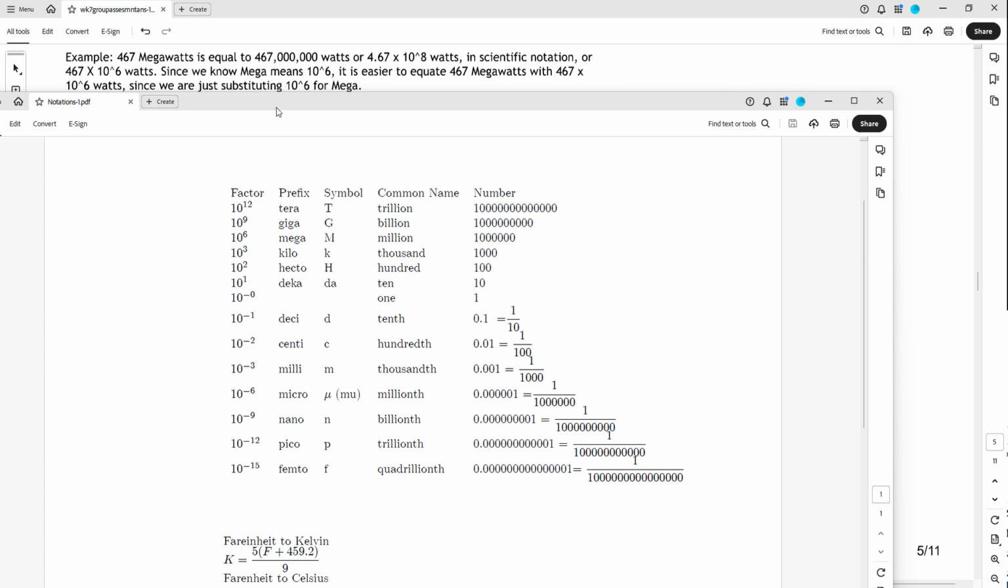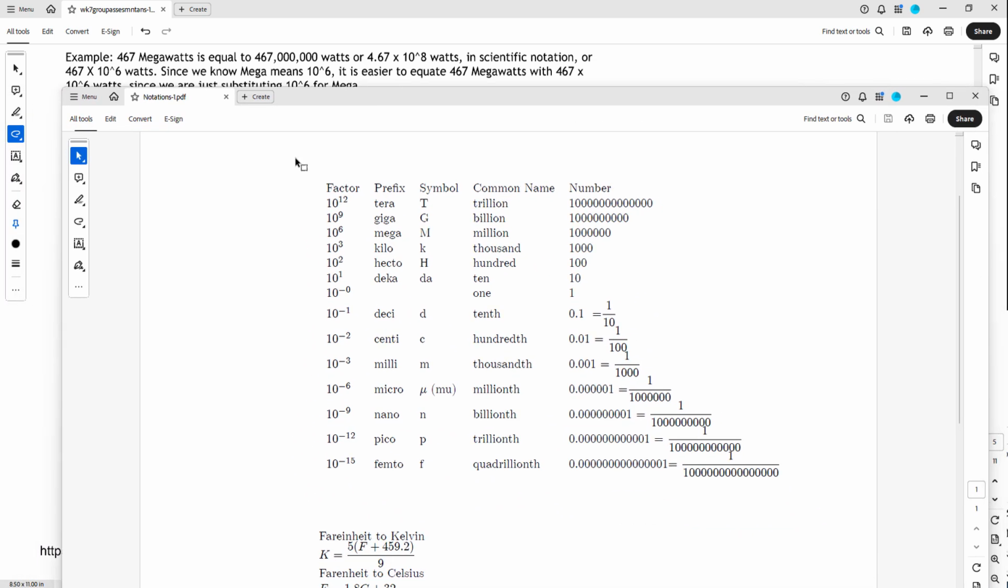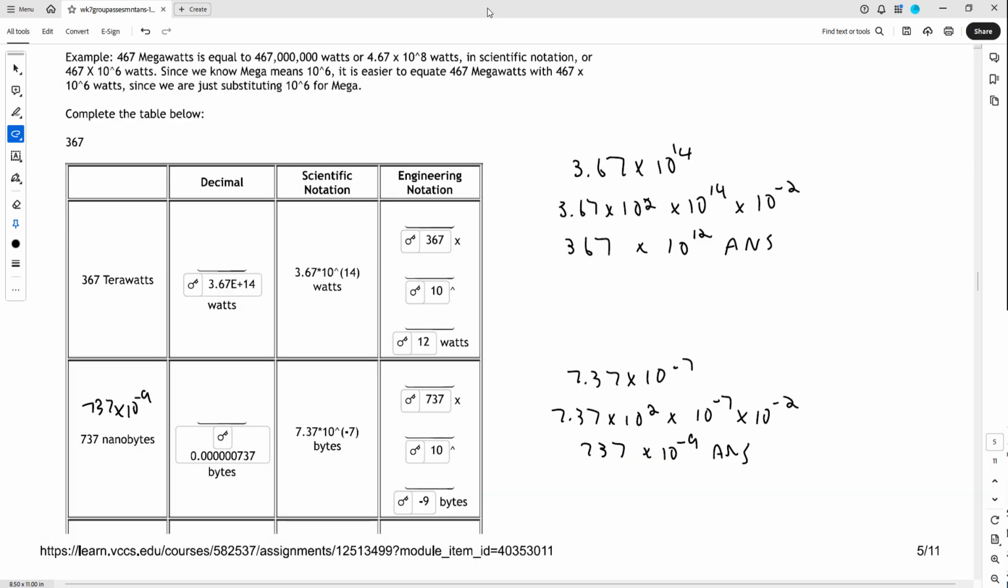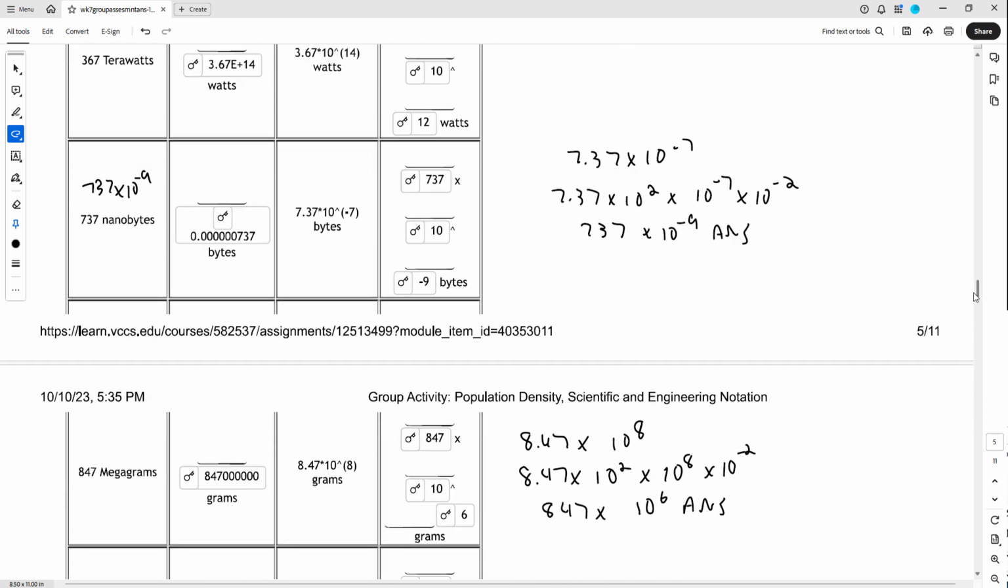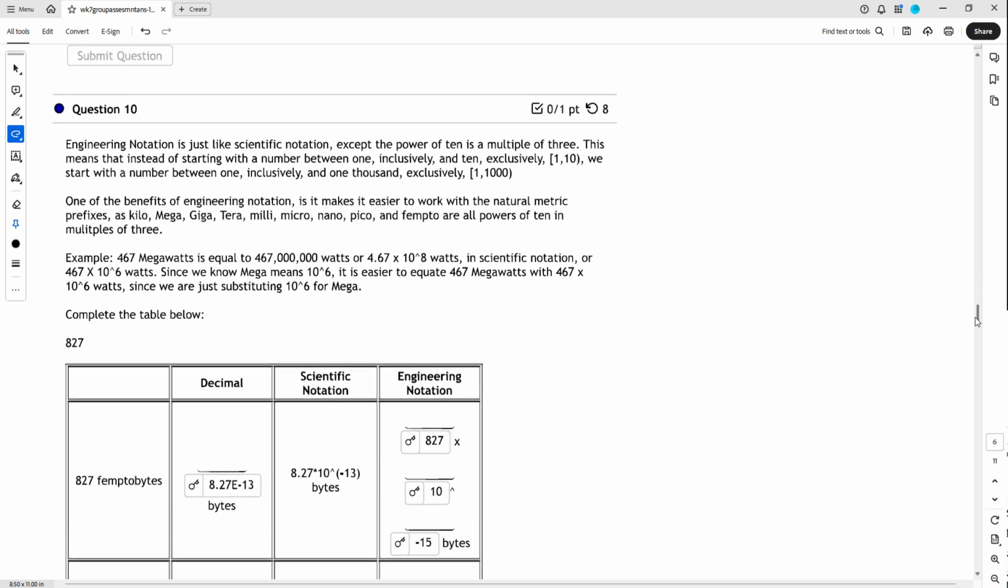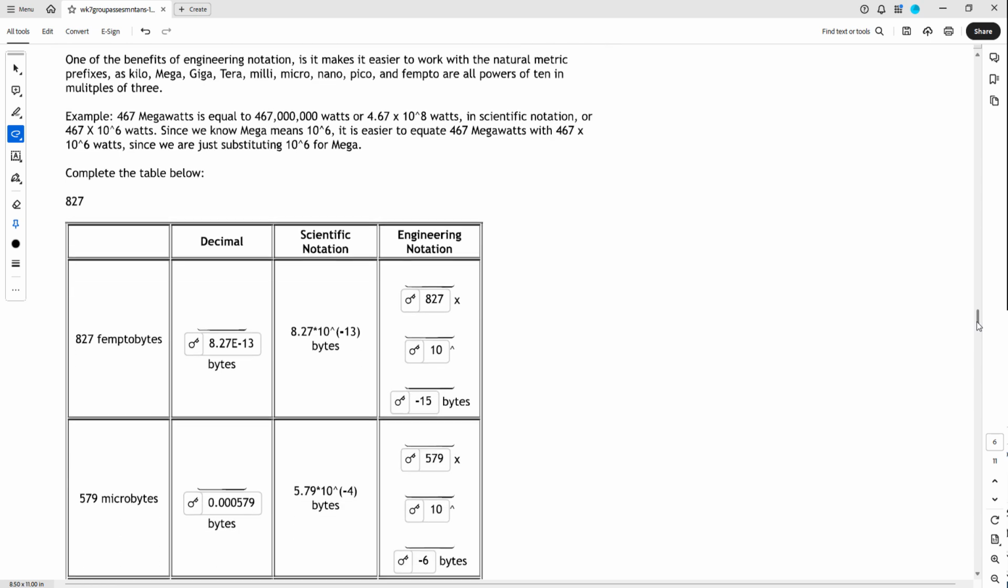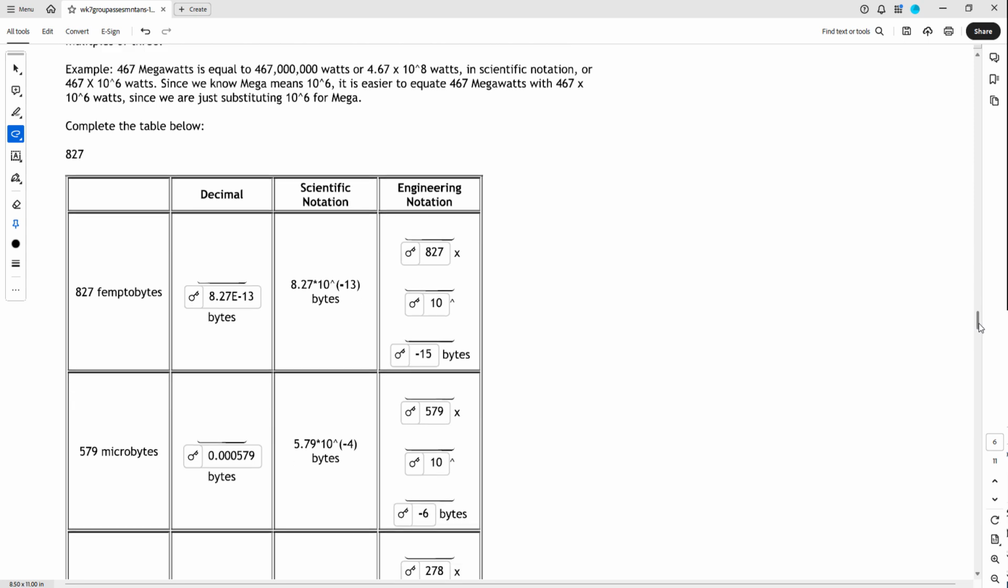So tera is 10 to the 12. That number there, you put it in scientific notation. Looks like that. So that's what you end up doing there. And this one they want us to put in engineering notation. So you can see there what it is in scientific notation. You can go ahead and put that in. Femtobytes, convert that into bytes.